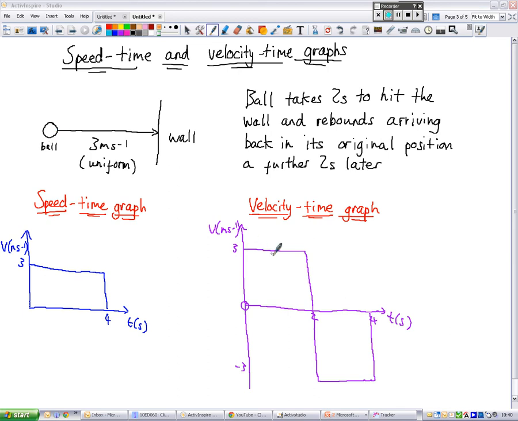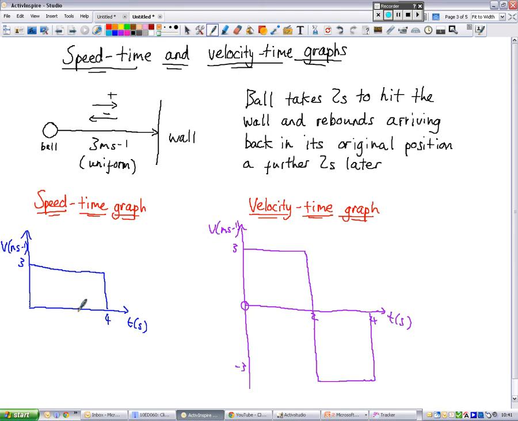But if we're looking at a velocity-time graph, remember that velocity is a vector, so we have to take into account magnitude and direction. In order to do that, what we do is we assign a positive direction to one of our velocities. In this case, we took positive as being in the forwards direction, and we took negative as being in the backwards direction. So when it goes towards the wall, it's travelling at positive 3 meters per second. When it bounces back from the wall, it's travelling at negative 3 meters per second. So we assign a sign to it, positive or negative, to tell us which direction it is going in.